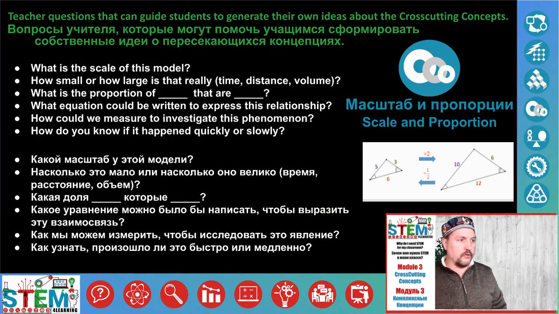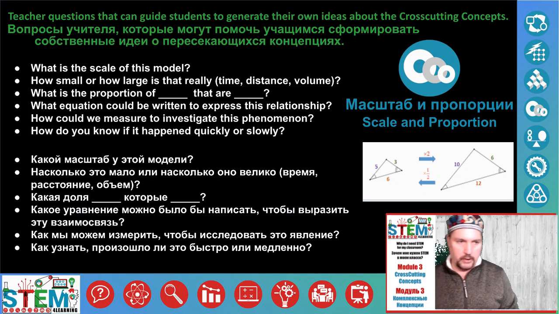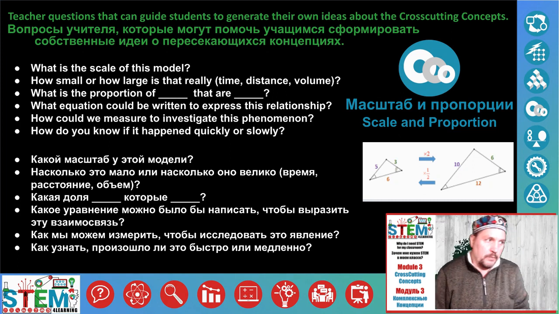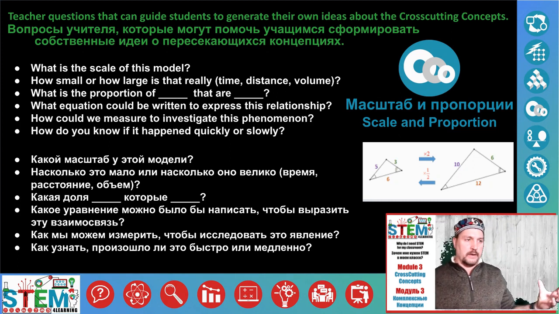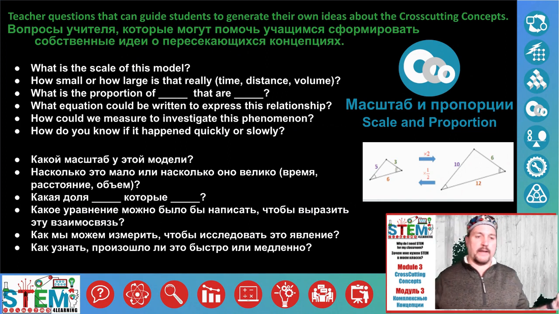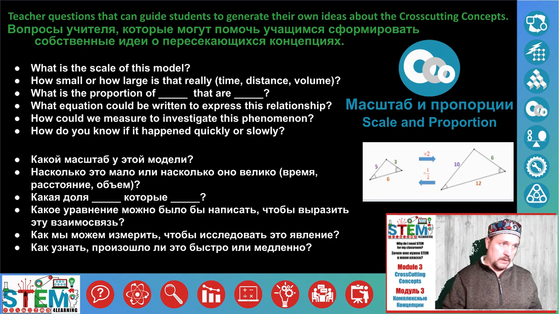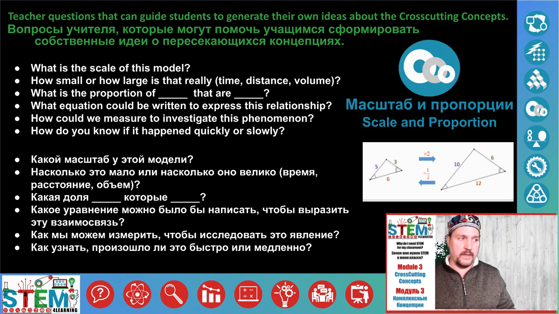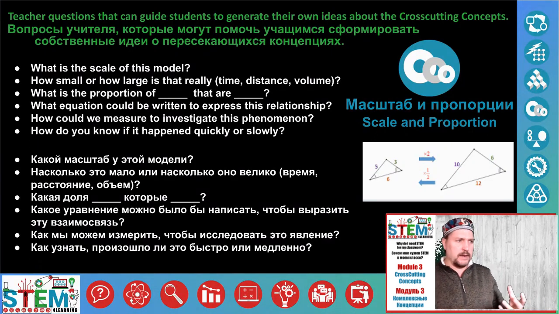Okay, scale and proportion. What's the scale of this model? Is it bigger, smaller? Is it half size, triple size, quadruple size? How small or large is that thing really? What is a decade? What is an eon? How long ago was the Paleocene? What's the proportion of this that are that? You got this group. Is it 10%, 20%? What does that even mean?